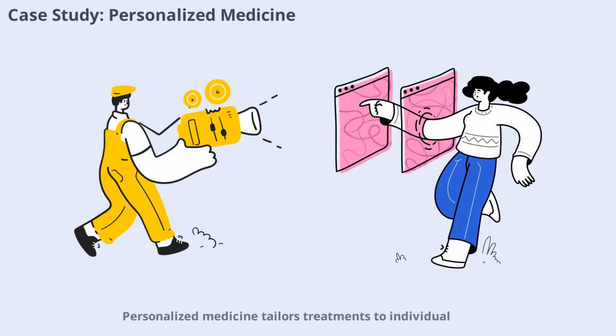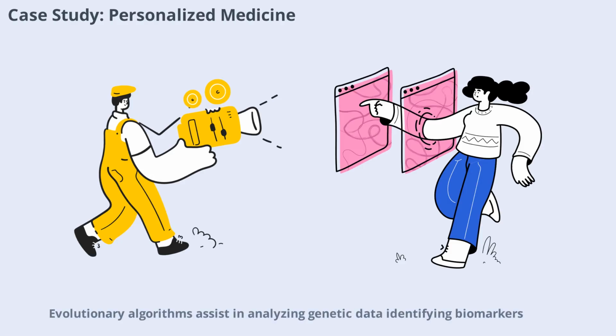Personalized medicine tailors treatments to individual patients based on their genetic makeup. Evolutionary algorithms assist in analyzing genetic data, identifying biomarkers, and optimizing treatment plans. By considering the unique characteristics of each patient, these algorithms contribute to more effective and targeted therapies, improving health outcomes.